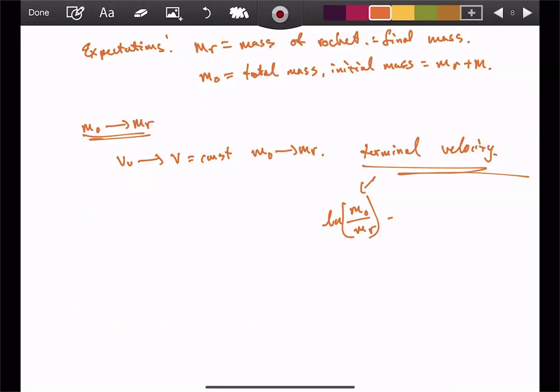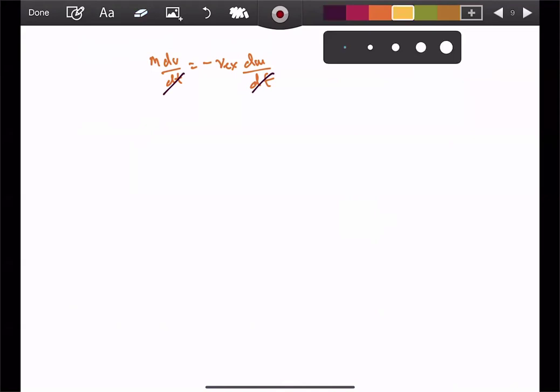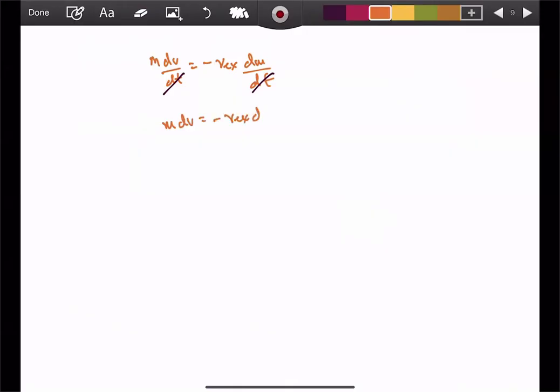So let's go back to our differential equation then. So what do we know? We know we have m times dv/dt is equal to minus v exhaust times dm/dt. So first off, we have dt's on both sides, so let's cancel those two. So we're going to get rid of our time components in this case. And then from here, we have m dv is equal to minus v expulsion dm.